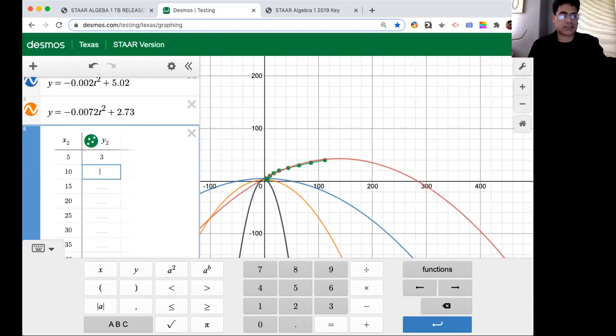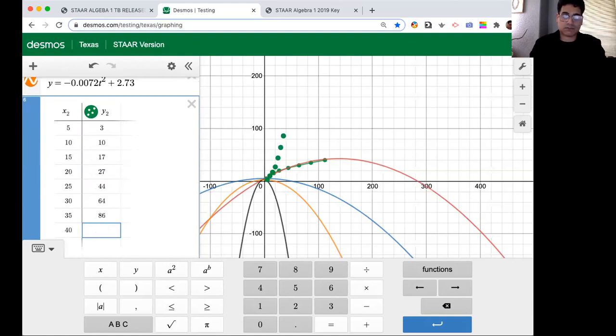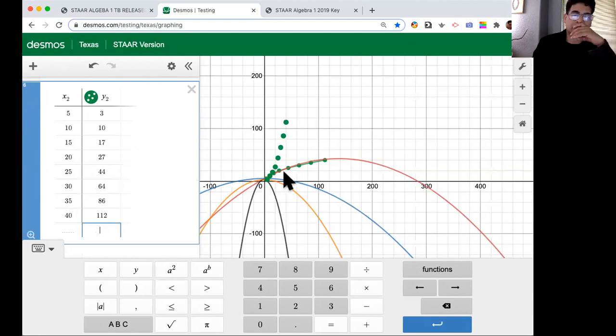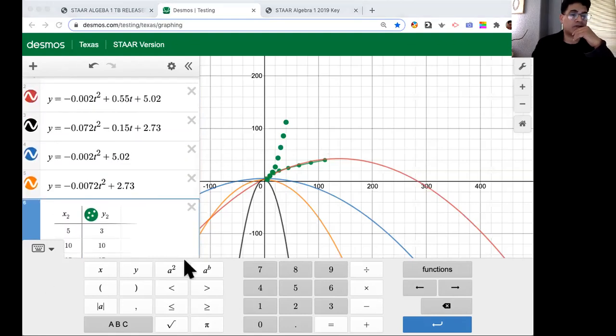And 3, 10, 17, 27, 44, 64, 86, 112. Okay, so these are going this way, but we don't have any going that way, so that's even further off. Now let's take a look at our equations one more time.